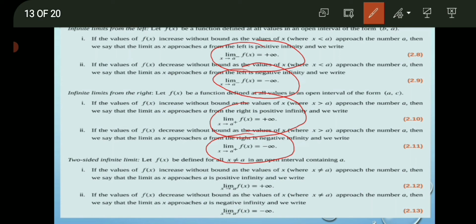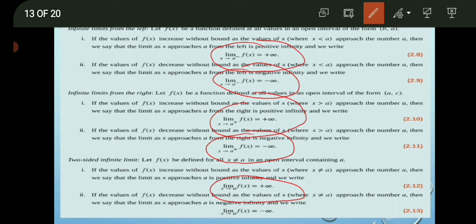The last type is the two-sided infinite limit. If the values of f of x increase without bound as x approaches a, where x is not equal to a, we can express the idea by this: the limit as x approaches a of f of x is equal to positive infinity.